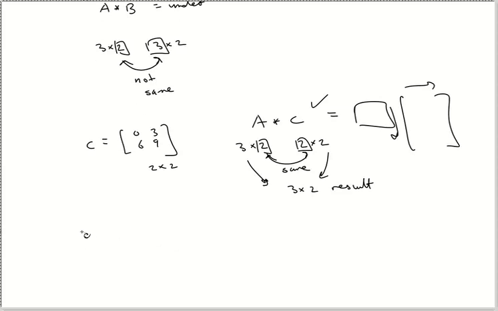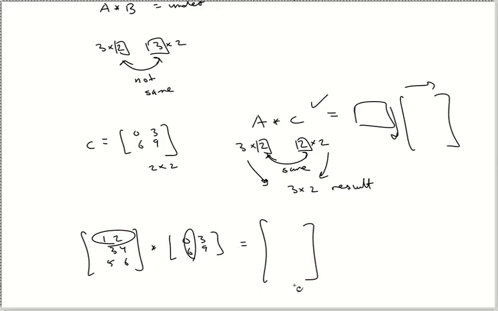Let's go ahead and do that. I want to just do this one with you. So 1, 2, 3, 4, 5, 6, and then I'm going to multiply it by the 0, 3, 6, 9. This is my rows matrix, this is my columns matrix, and I know I'm going to get a 3 by 2 in the end. So 1 times 0 is going to be a 0 plus 2 times the 6. See how I'm going this way with it? So 1 times 0, 2 times 6 is going to be a 12. So my ending number here will be a 12.